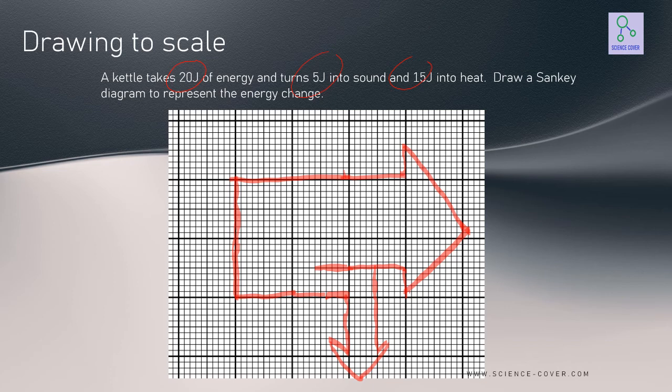Now I can start to label this, because obviously I want to tell people exactly where each energy type is. So we've got electrical coming in on the left hand side. We've got our heat energy, which is passing straight on, and that's 15 joules. And then we've got our 5 joules of sound energy.